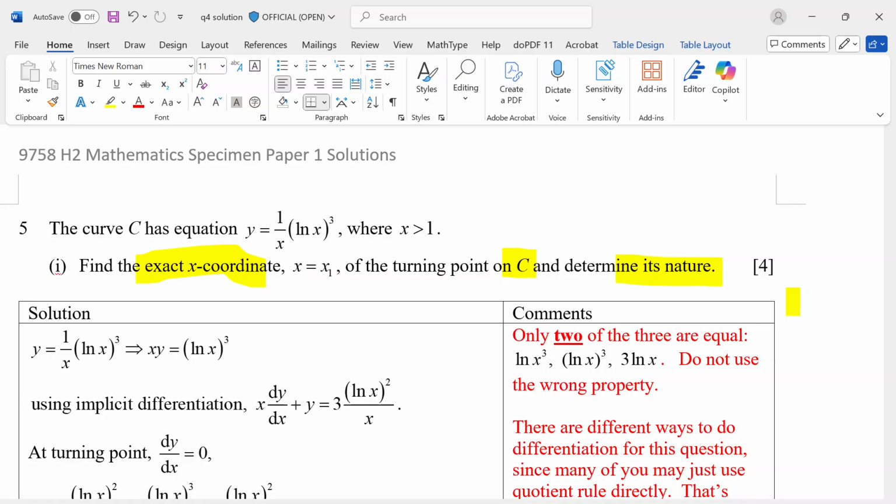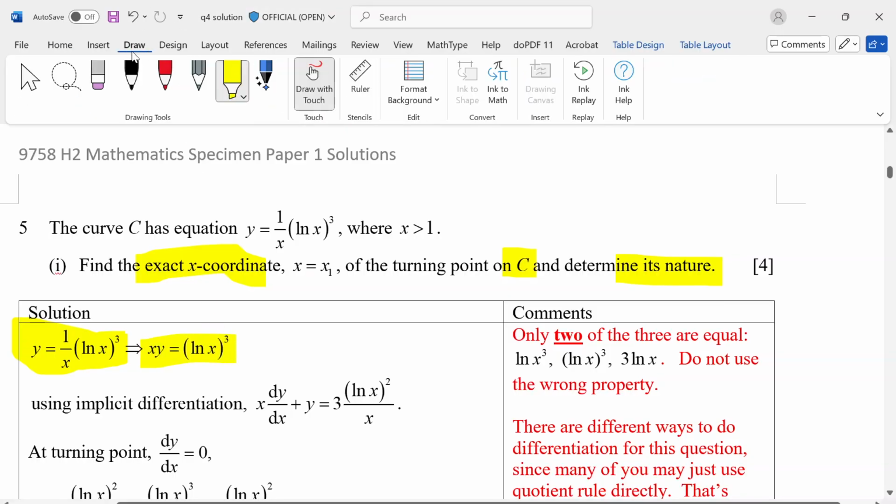The only thing I want to highlight about this solution is the use of implicit differentiation. If I were to differentiate this expression, it's going to involve the quotient rule, so I want to avoid that. I'm going to cross multiply and create this equation instead. By creating this equation, I do away with the need for the quotient rule. I just use the product rule.